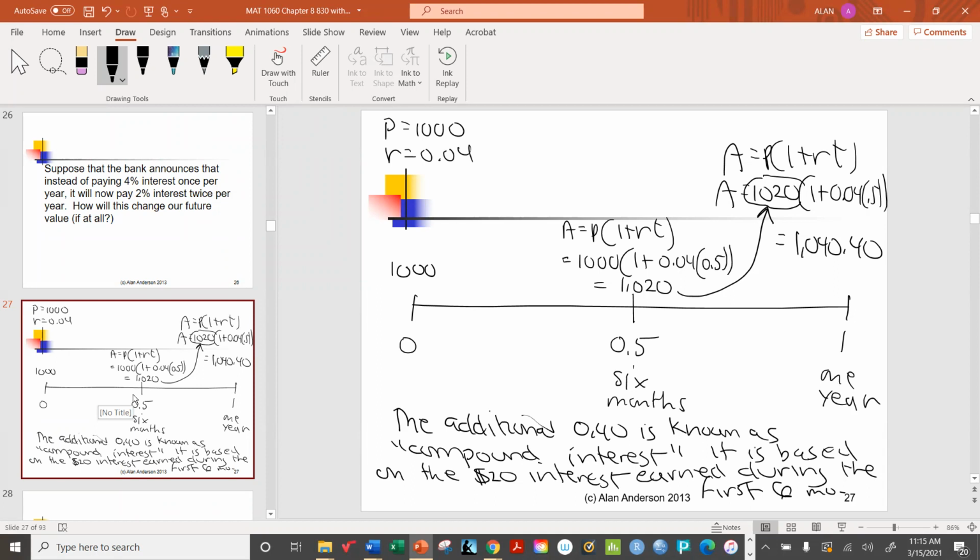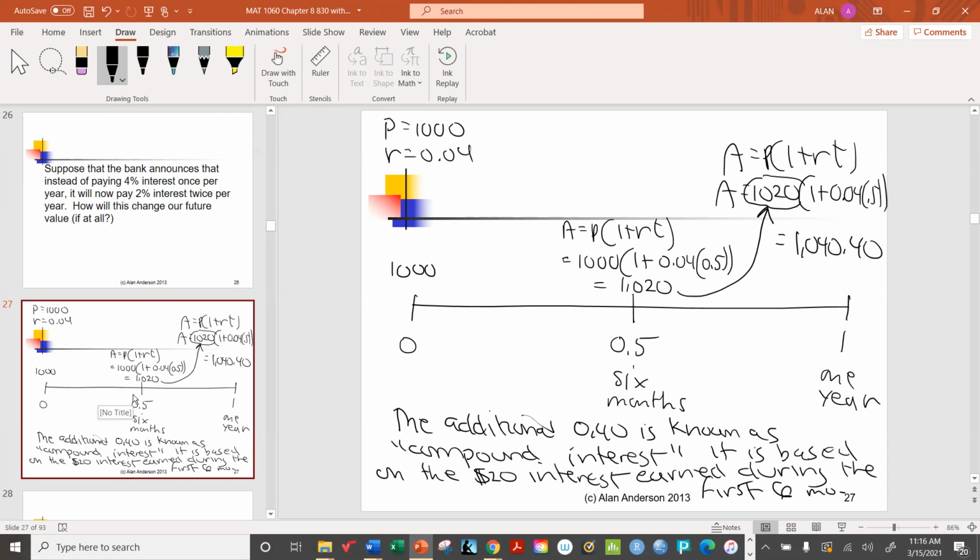Okay, so let's get that straight. Now, this part, there's nothing mysterious about this. 6 months from now, we'll have $1,020. But this is where it gets interesting. In 6 more months, we're going to apply the same formula. But this time, the principal will be 1,020 instead of 1,000, because now we have not only $1,000 worth of principal, we have this extra $20 in interest.